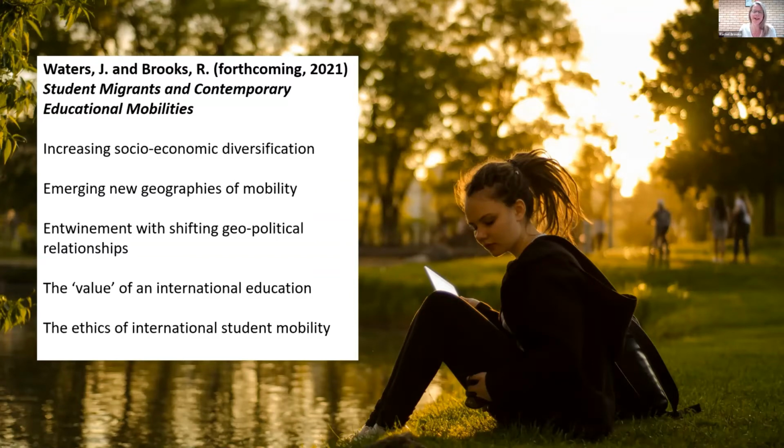And then finally, the ethics of international student mobility. In the book, we argue quite strongly that much more emphasis needs to be given to the ethics of these practices in terms of national governments, institutional perspectives, and also how we as higher education students and teachers interact with international students. And although this is only fairly recently being discussed in the literature and amongst higher education practitioners, it's something that has been brought into sharp relief through the pandemic.